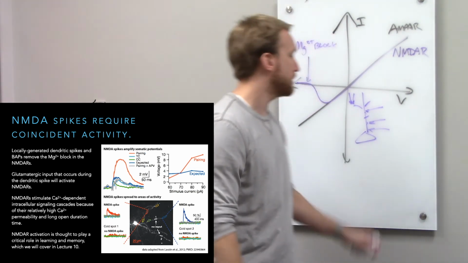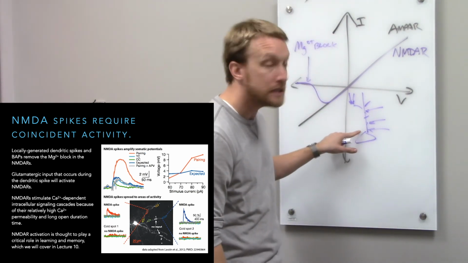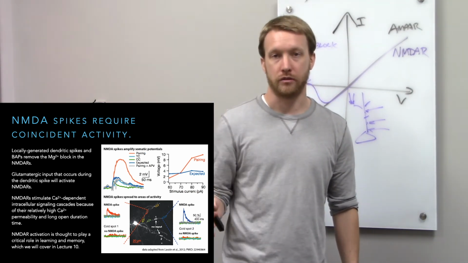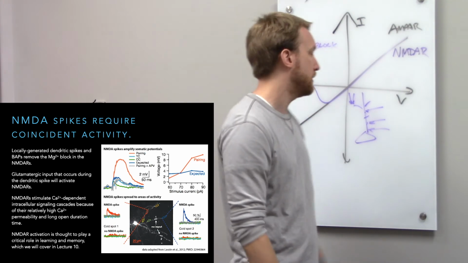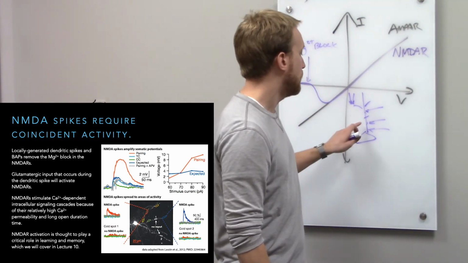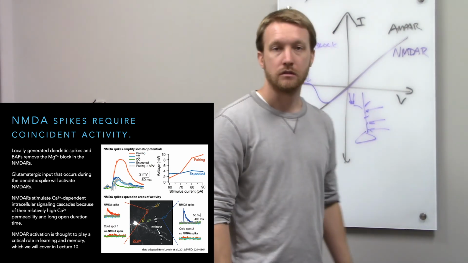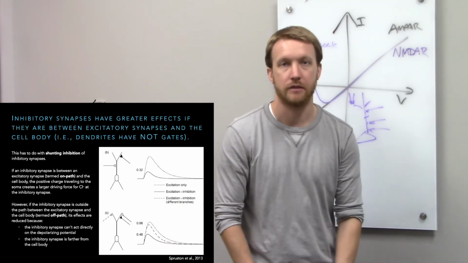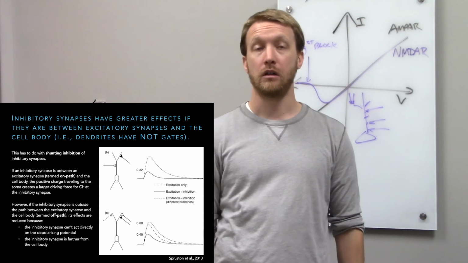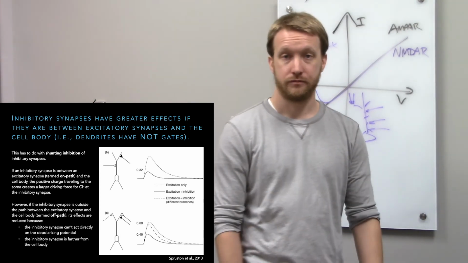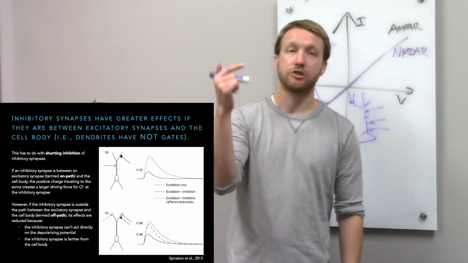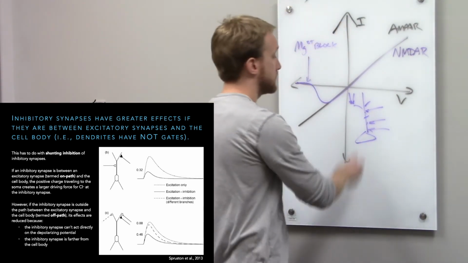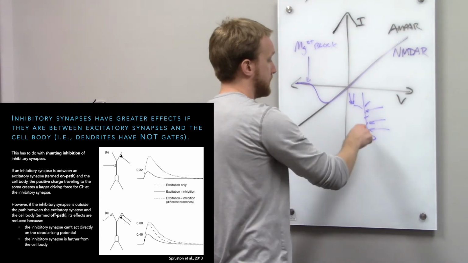So that's our AND gate. As long as we get input here and here and here and here, that neuron is going to respond much stronger than it would if we just had one of these. So they have to happen together. It's an AND gate. We can create NOT gates as well with inhibition. And that inhibition is much stronger when it's on path. In other words, between the excitatory synapse and the cell body.